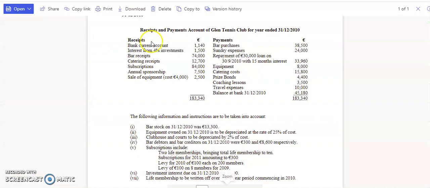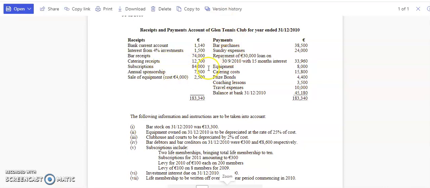That's your second item. We've got catering receipts then of 12,700. If you've got catering receipts, we must have catering expenses. We've got catering costs here then of 15,000. If you look at it, we've made a loss on that. So we're going to leave that for the moment because that's going to go on the payment side.